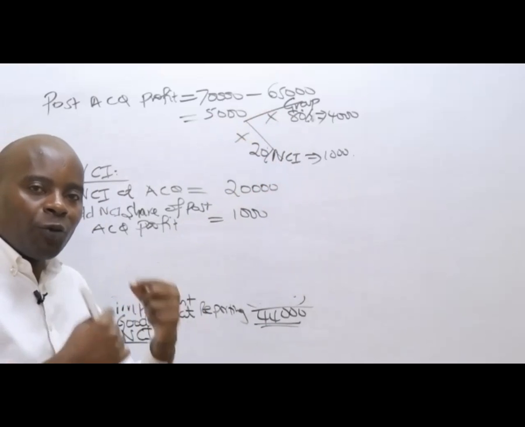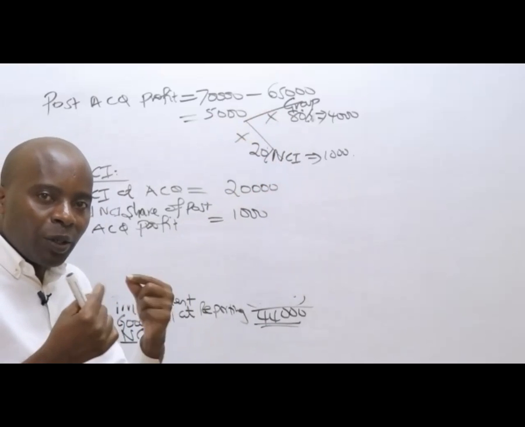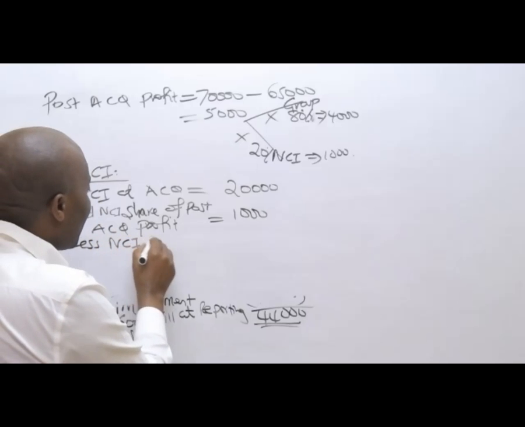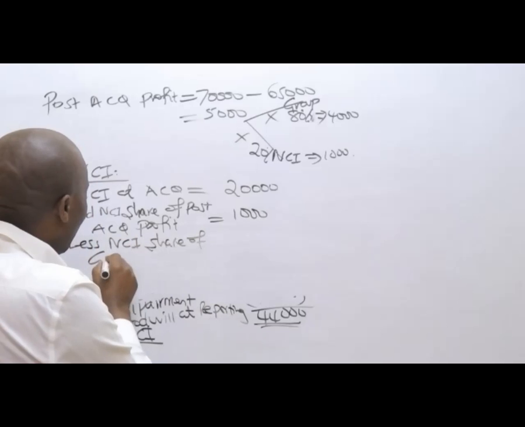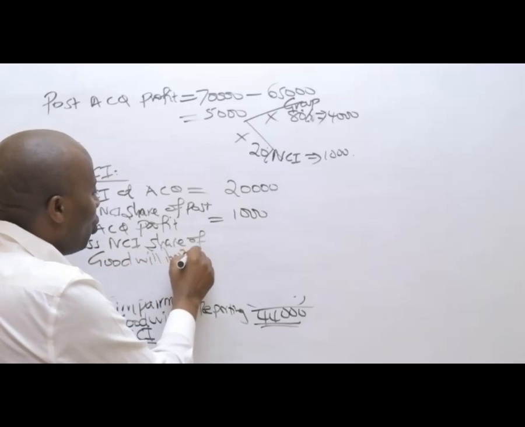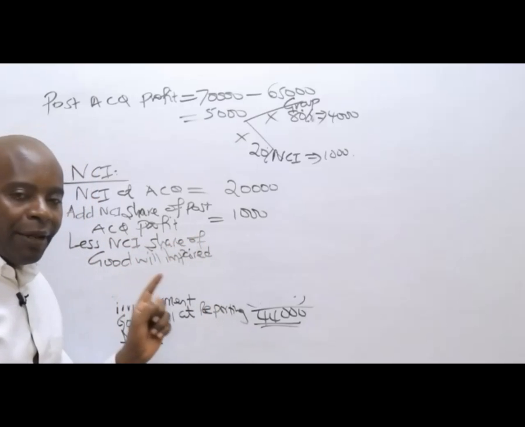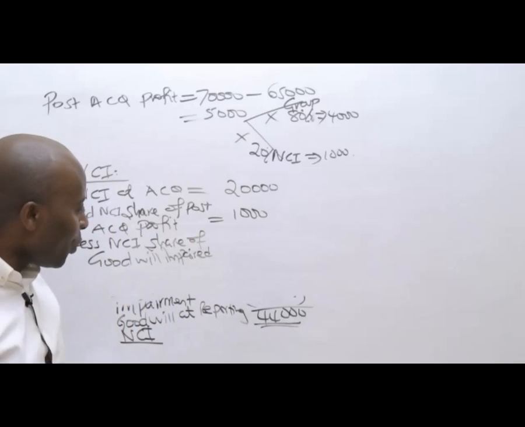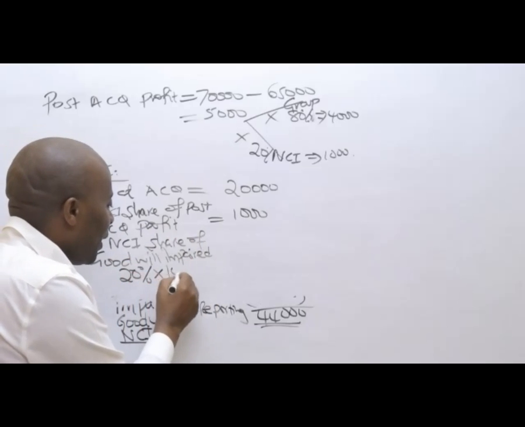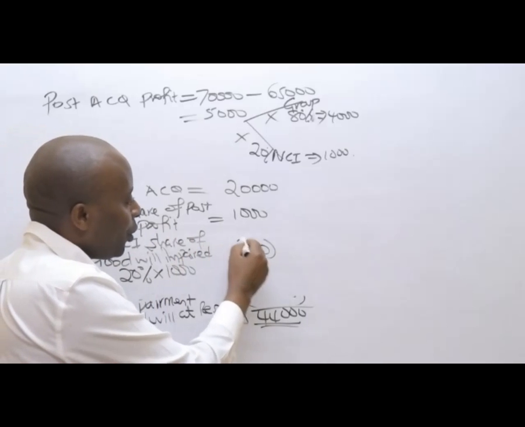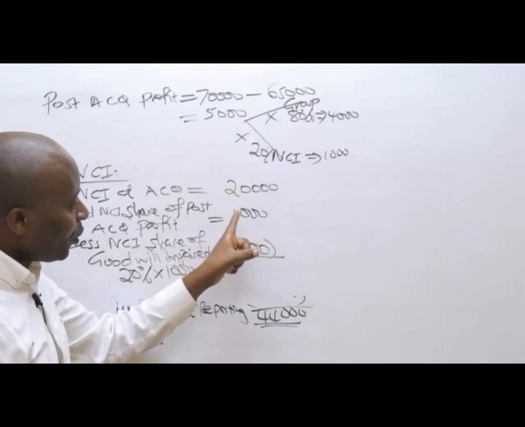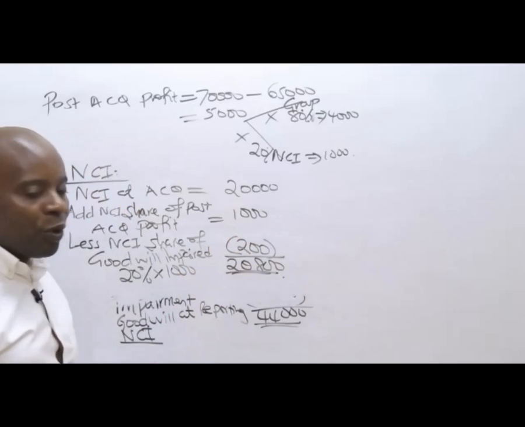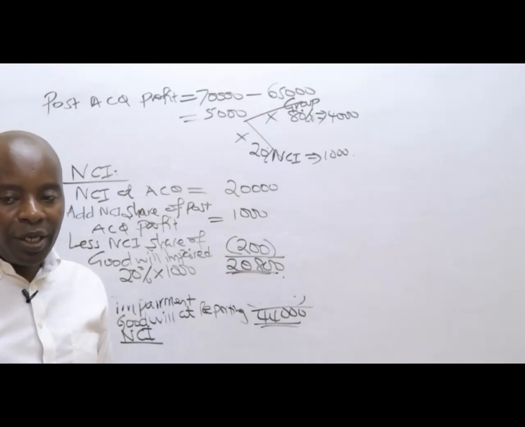Ladies and gentlemen, because we used full goodwill approach, which I'll be showing you later what it means, we must come and deduct NCI's share of goodwill impaired. Remember, there was an impairment loss of goodwill of 1,000. Our share as NCI is only 20% of that 1,000, which gives me 200. So please come and deduct this. So we have 21,000 minus 200. This gives us 20,800, like that.